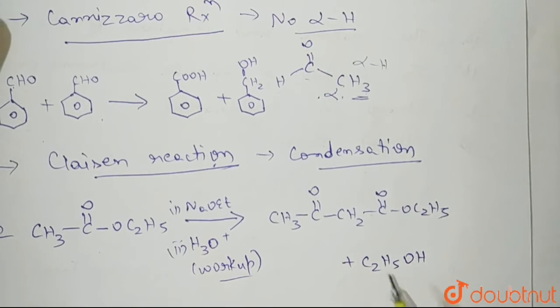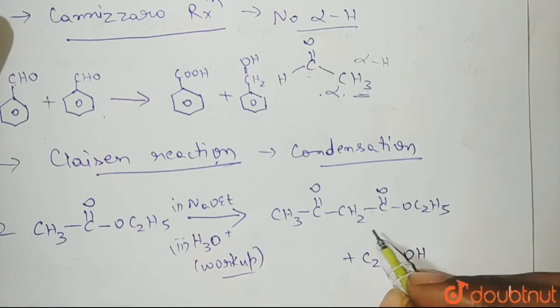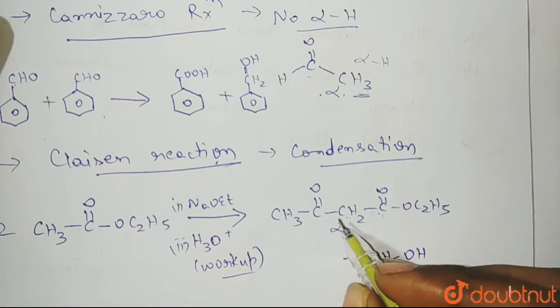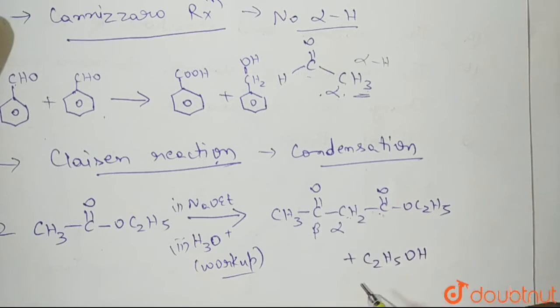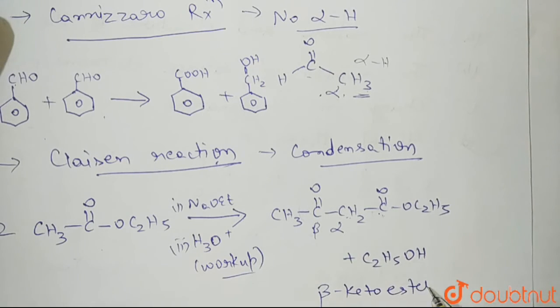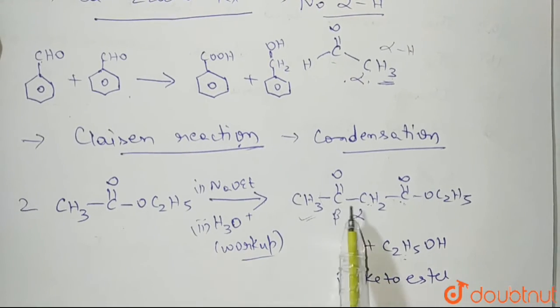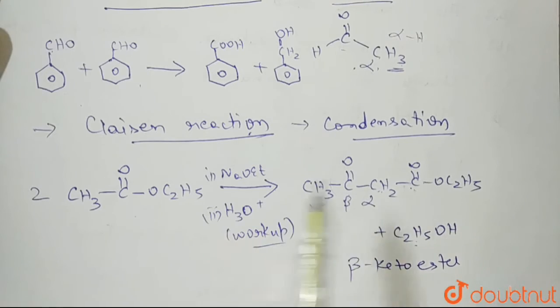Here, this is the carbonyl carbon, this is the ester group, right? So the main carbon will be this one. The carbon attached next to the carbonyl carbon is known as the alpha carbon, and the next to it is beta. At the beta carbon we have a keto group, so that's why we call it a beta keto ester. This is the beta keto ester. This is the alcohol, the side product. So condensation takes place like this, and in this way we get a beta keto ester. So this is the Claisen reaction.